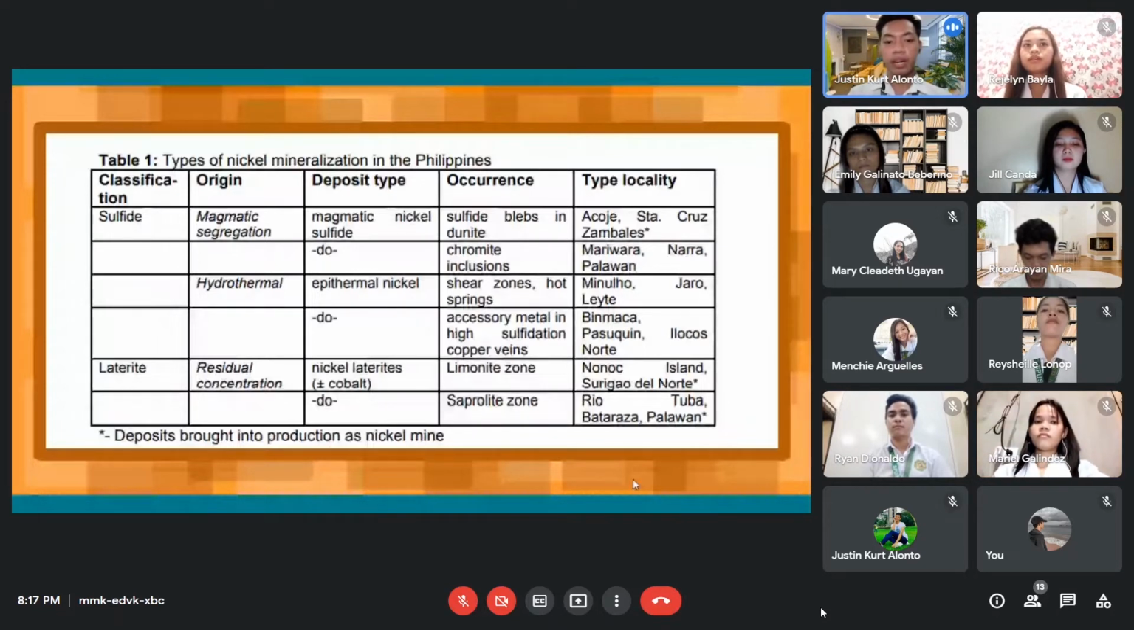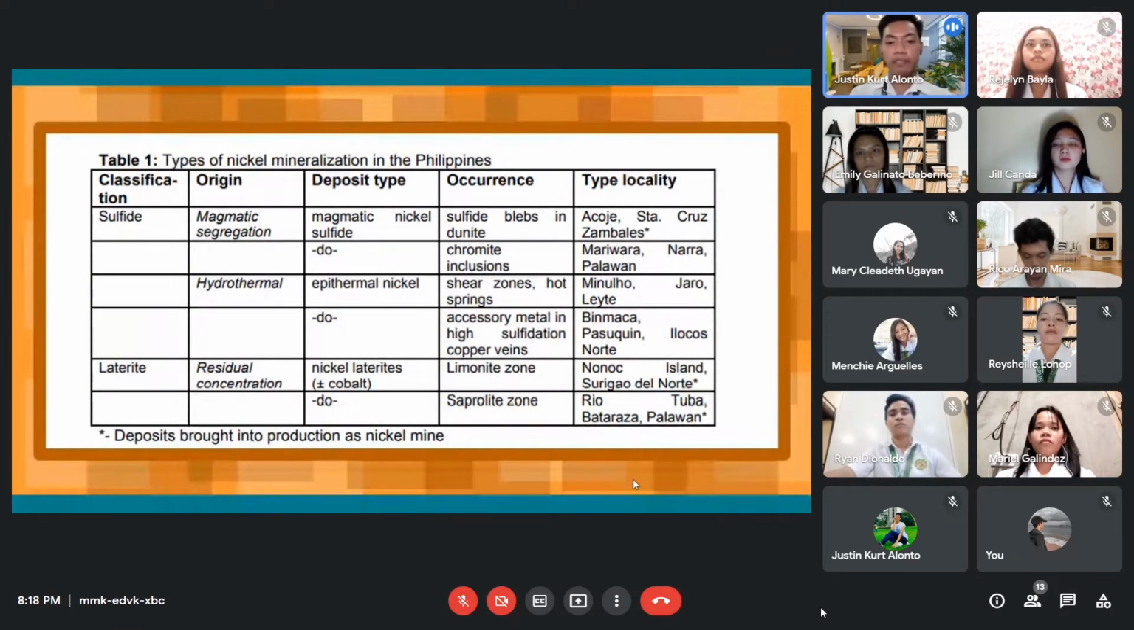Its important byproducts include platinum group metals, gold, and copper. The hydrothermal nickel-bearing vein deposits in Leyte and Ilocos Norte are both hosted partially or in full by ultramafic rocks. The latter had been exploited as a copper deposit.